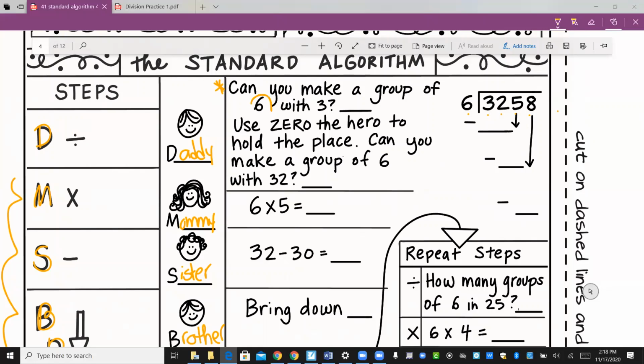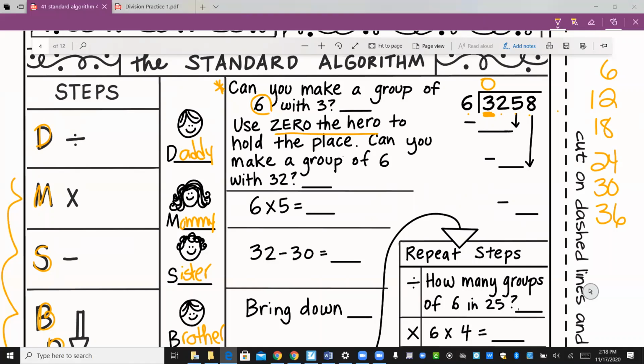All right, so looking at our problem, first we need to ask ourselves, can we divide and make a group of 6 out of the first digit in our problem, 3? Now, if I only have 3, can I make a group of 6? Well, let's think about our multiples of 6. 6, 12, 18, 24, 30, 36. Do you see a group of 3? No, because 6 is too much anyway. So we're going to put a 0 here to hold our place since we cannot make a group of 6 out of 3. We're going to use that 0 as our hero.